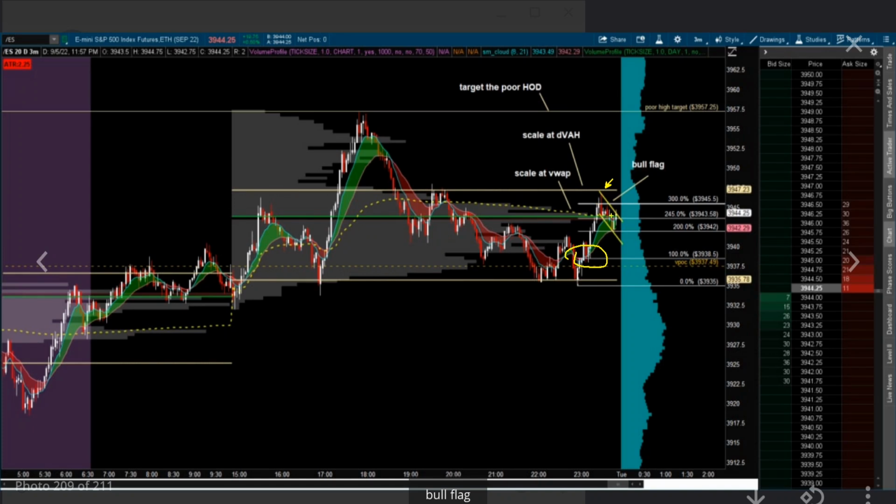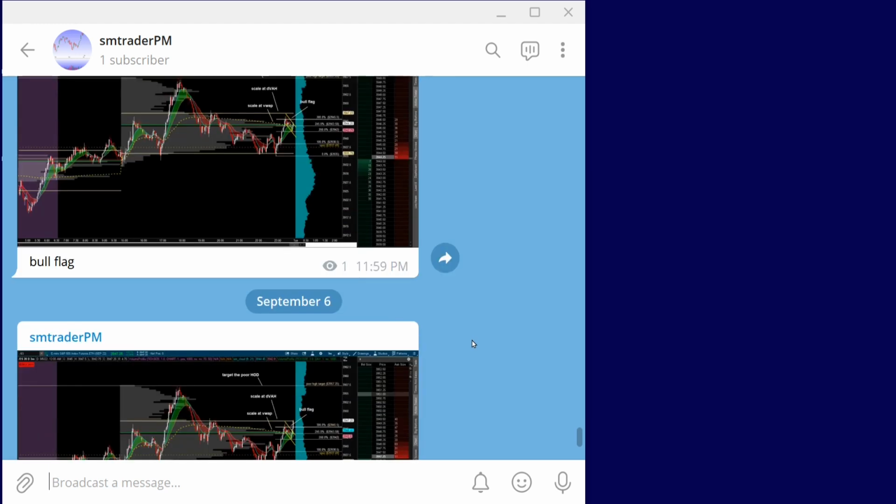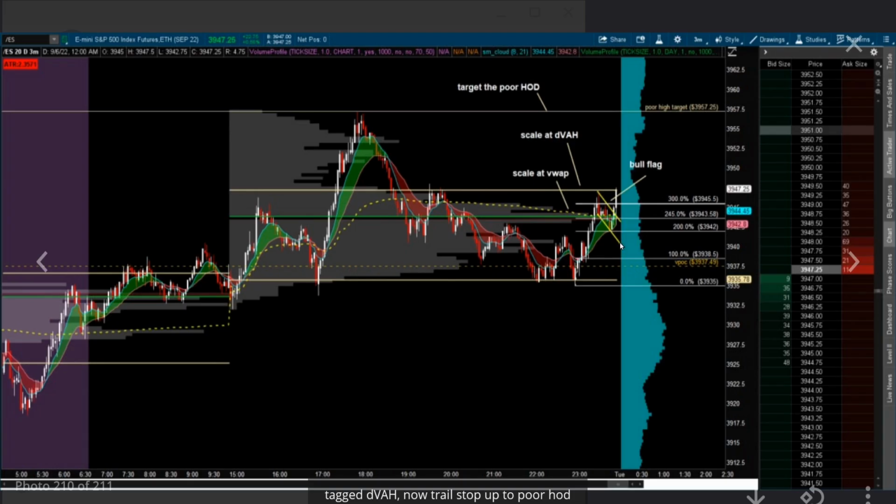Okay, you see that it is kind of bouncing around, and I put up this bull flag, because this is basically forming a bull flag. Now here, see the bull flag, it broke the bull flag and came up to tag this value area high. So now a second target is hit.